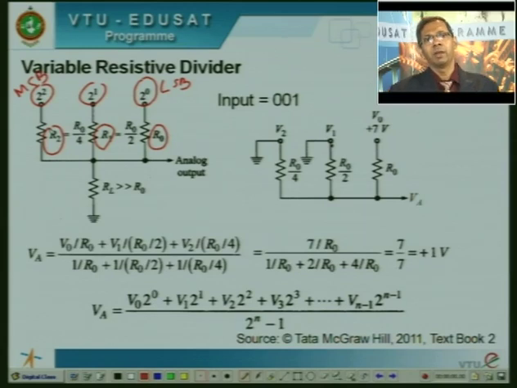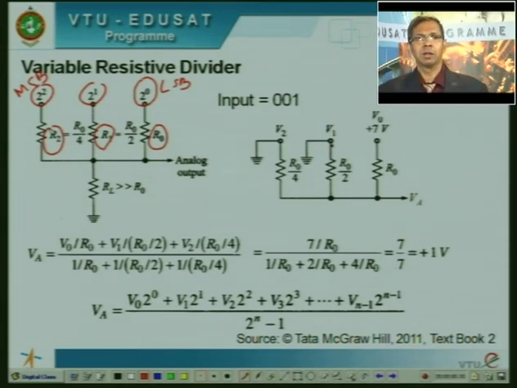So this way, the variable resistive divider network will have the resistances starting from the highest resistance at LSB, and thereafter every other bit is going to have its value half of its preceding bit. Okay. For example, 2 raised to 1 has R0 upon 2, 2 raised to 2 has R1 upon 2, 2 raised to 3 has R2 upon 2, and so on. So this way we proceed in this network.